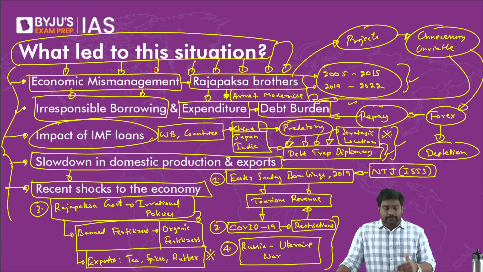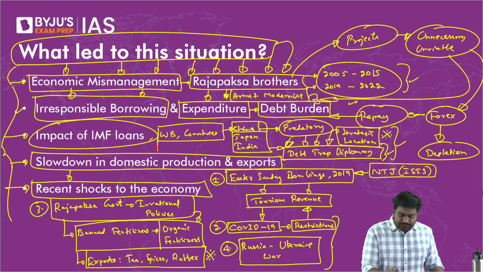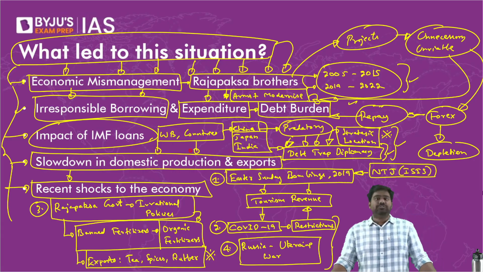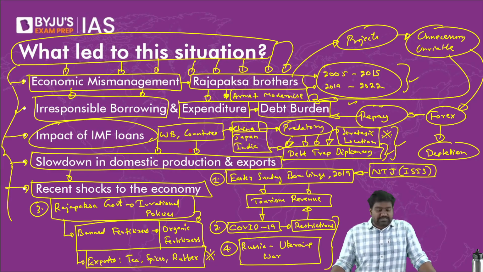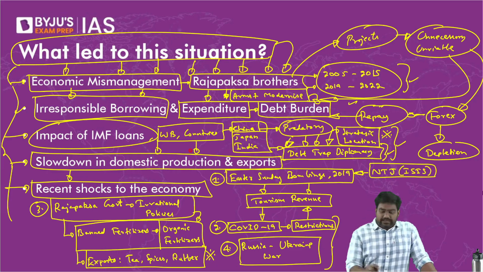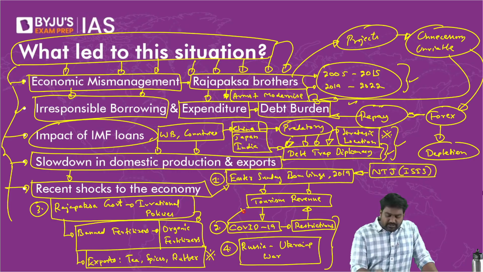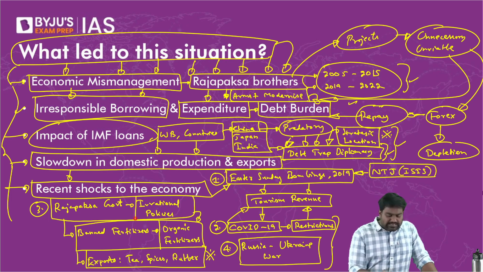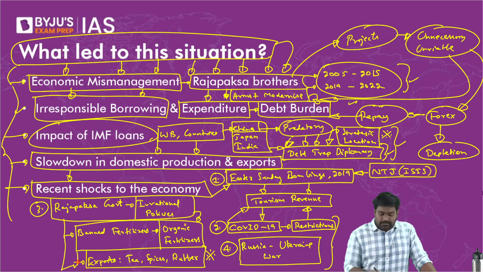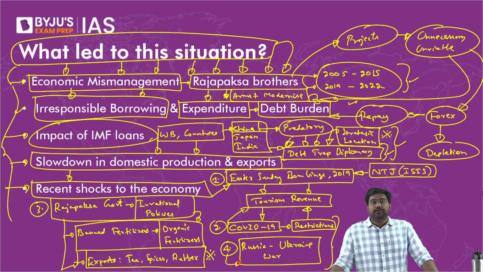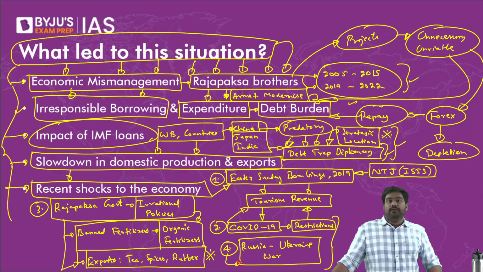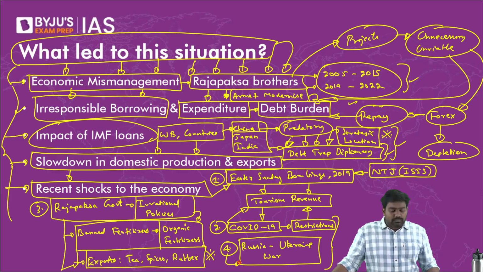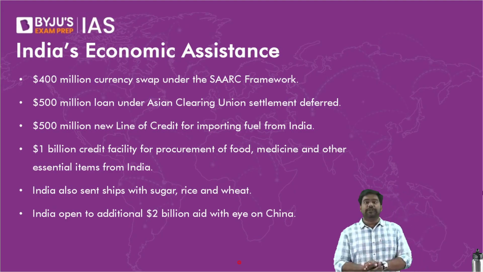This compounded with the slowdown in Sri Lanka's production and exports because of some irrational decisions and recent shocks to the economy. The terror attack and the pandemic affected the tourism revenue. The tourist inflow was compromised. The ban on fertilizers and switch to organic farming affected its major exports like tea, spices, and rubber. And finally, the Russia-Ukraine conflict. All these events, both internal and external, contributed to the collapse of the Sri Lankan economy, triggering a massive economic crisis in the country.